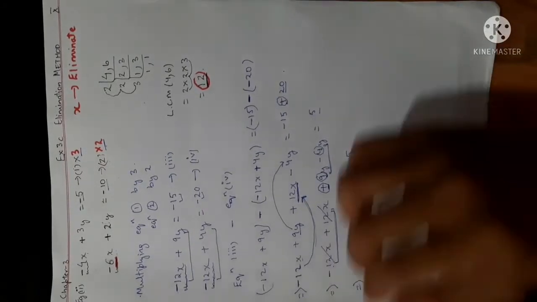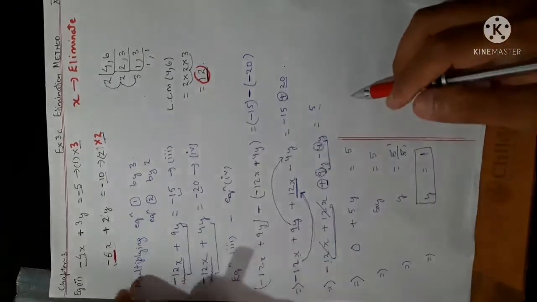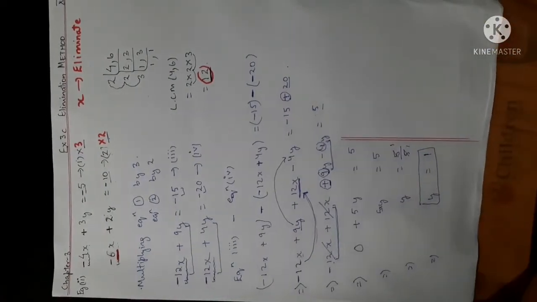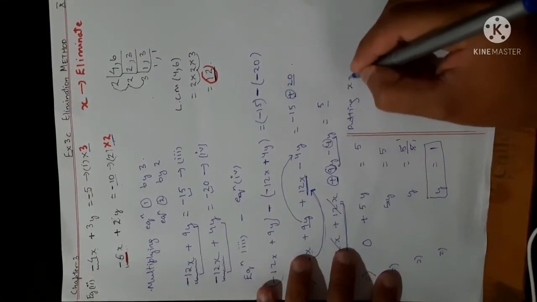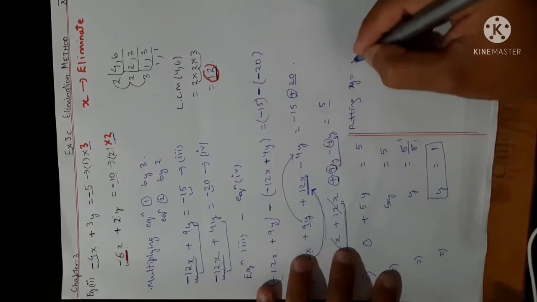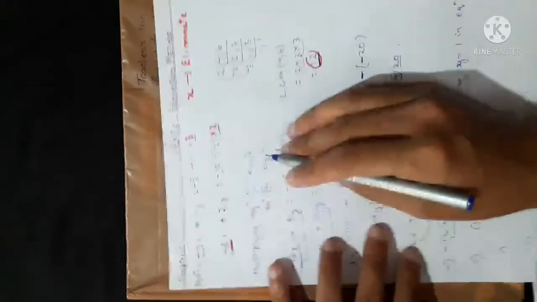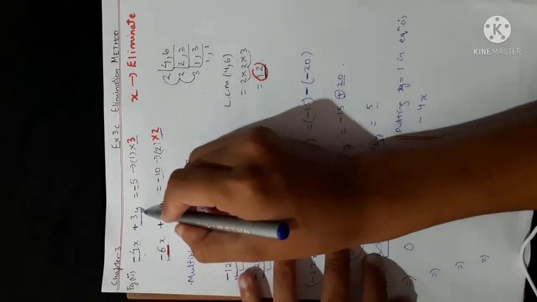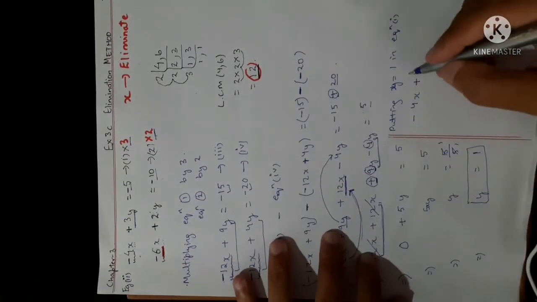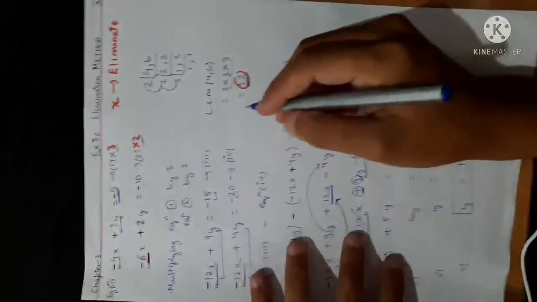Let me do it on the same page to find the value of x. Next step, putting y equal 1 in equation. Let me put it in equation number 1. Okay, this is equation 1. Minus 4x plus 3y. What do we have? The value 1. So 3 into 1 equal minus 5.